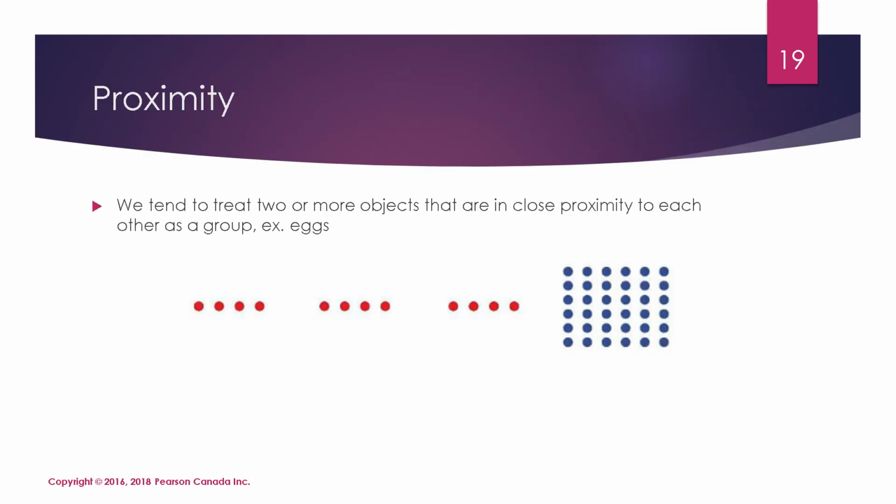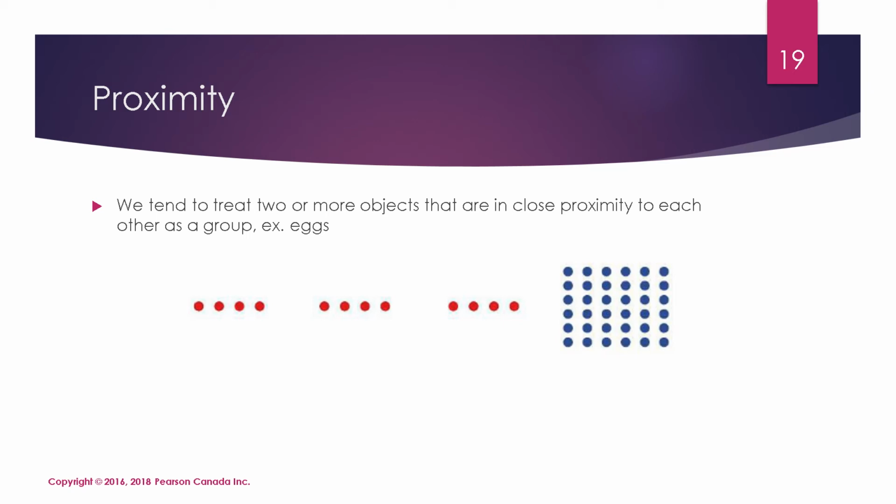So here's proximity. Proximity is basically saying that we tend to treat two or more objects that are in close proximity to each other as a group. So you can see these examples here. If you look at those red dots, you're more likely to say that you see 3 groups of 4 red dots, right? So we would group them based on how close they are to each other.